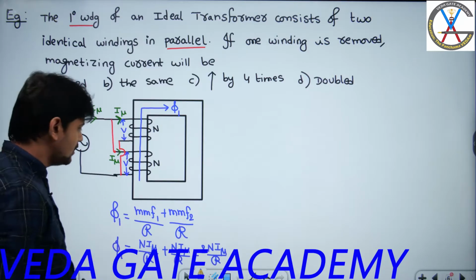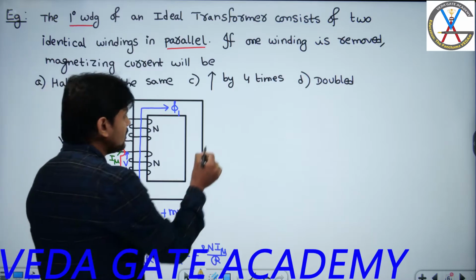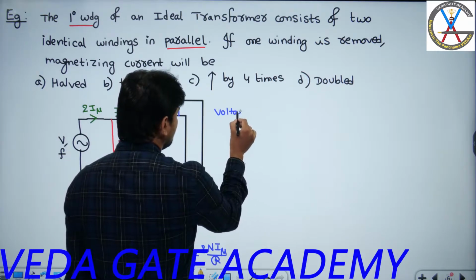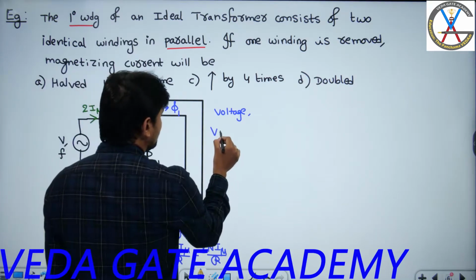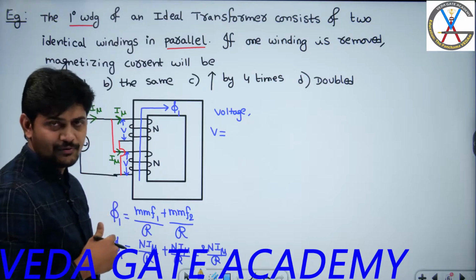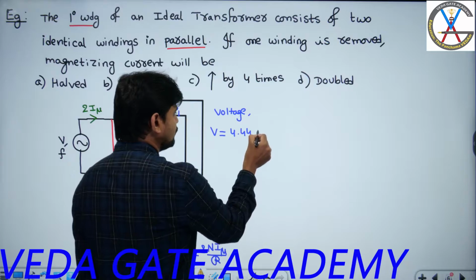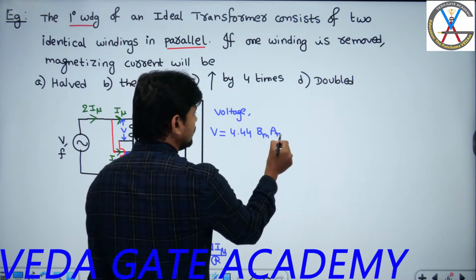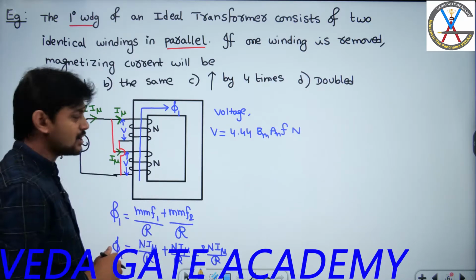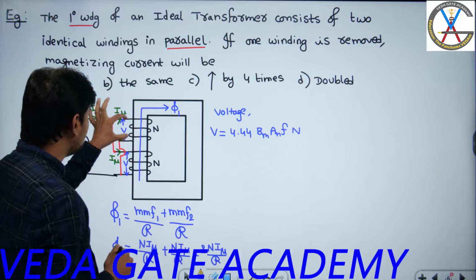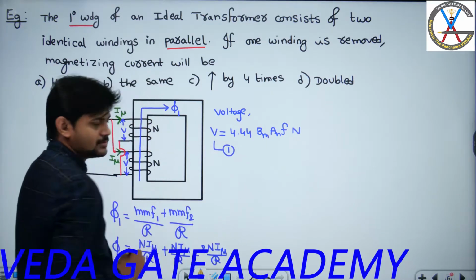Yes or no? Right. Now I will try to calculate the voltage across one coil or one winding. Can you tell me what is the voltage across one coil? V. And what is the formula for induced EMF? We already derived the EMF equation for the transformer. So the voltage across a winding is equal to 4.44 Bm into An into F into the number of turns N. This is the voltage across any one winding, that is the value of V. Let us indicate this as equation 1.